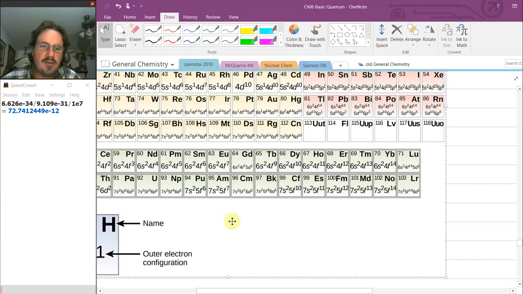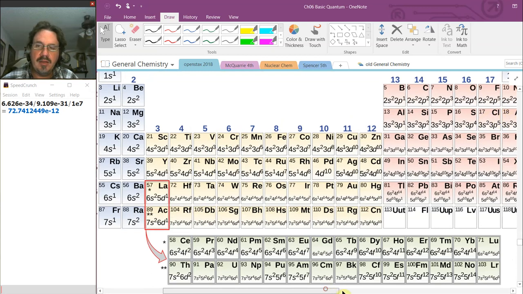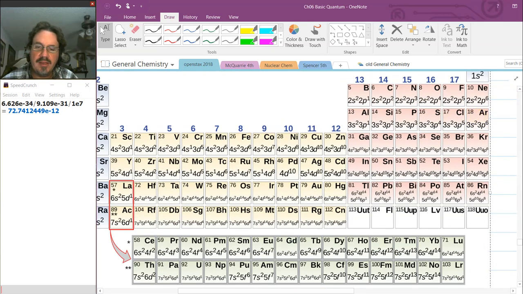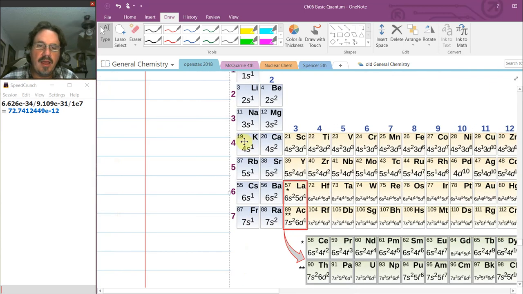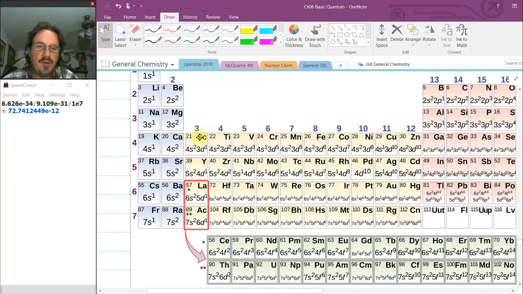If you look at chromium, right there, number 24, what I would expect the electron configuration to be would be a noble gas argon core, that's number 18, argon, and then I'd have 4s with 2 electrons, and then from number 21, 1, 2, 3, 4, 3d with 4 electrons. So 4s2, 3d4, that's what I would expect. And yet look at what it actually is. It's not 4s2, it's 4s1. And it's not 3d4, it's 3d5.